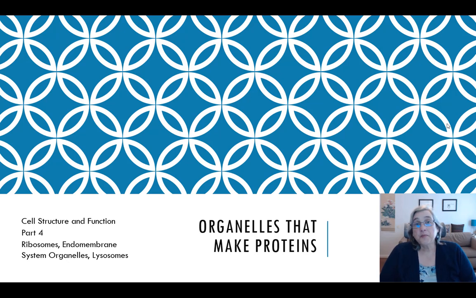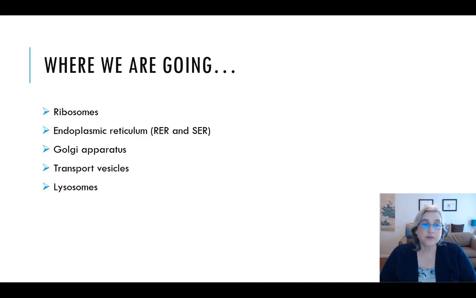Hi everybody, welcome to part 4 of the cell structure and function module. We're going to talk about the organelles that make proteins. So this is going to include ribosomes, which are the protein making factories, the endoplasmic reticulum, Golgi apparatus, and transport vesicles, which are part of the endomembrane system, and we'll finish up talking about lysosomes.